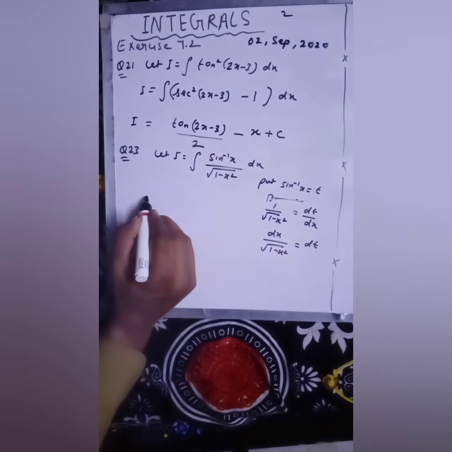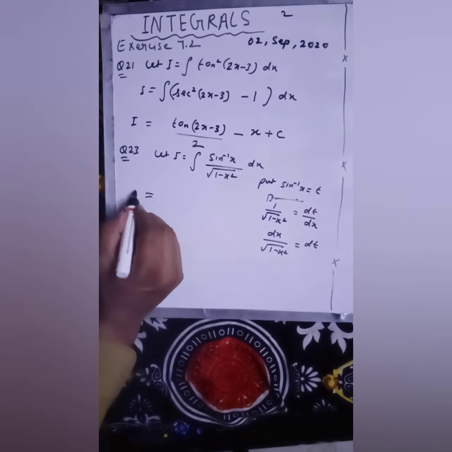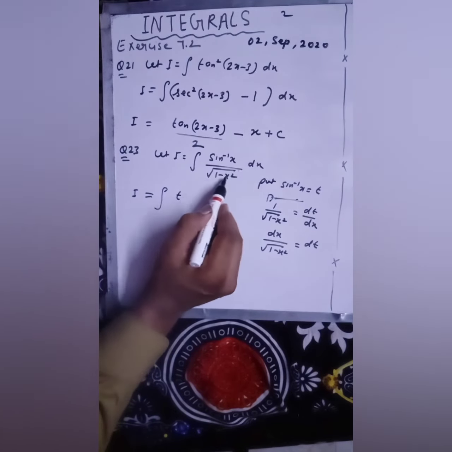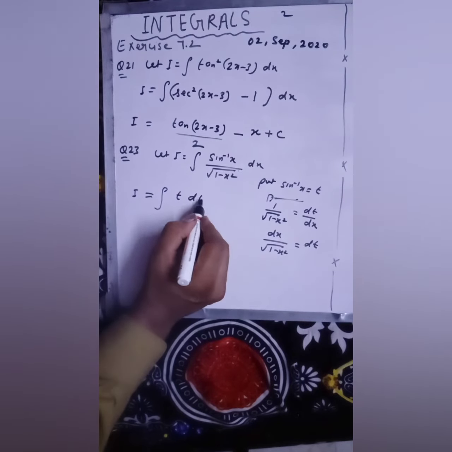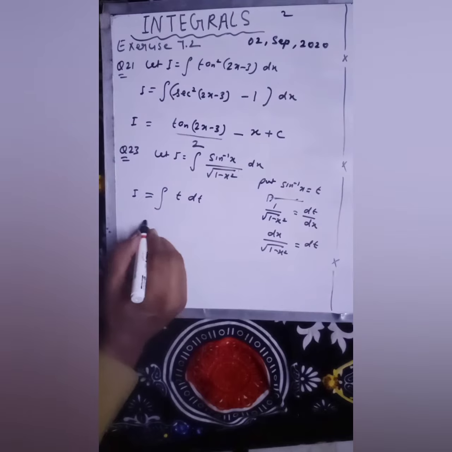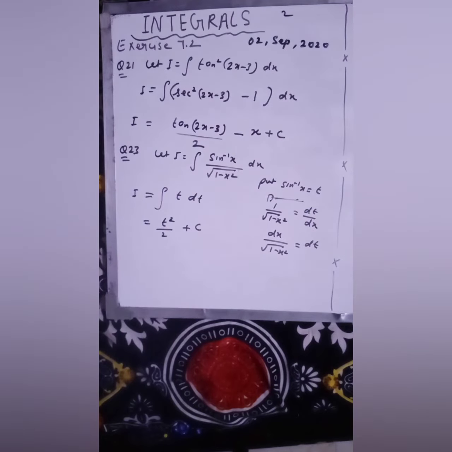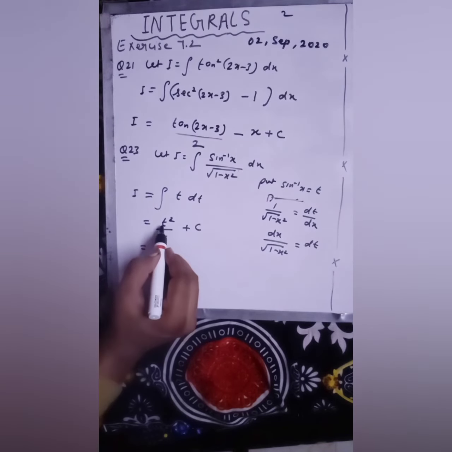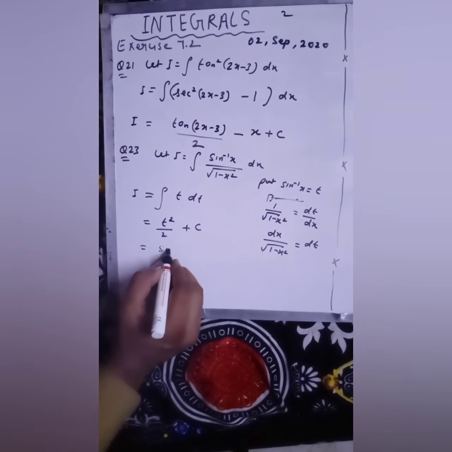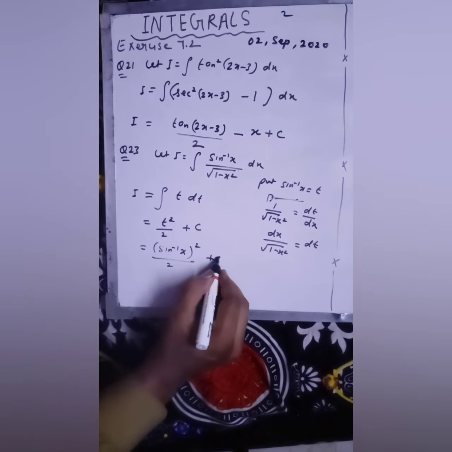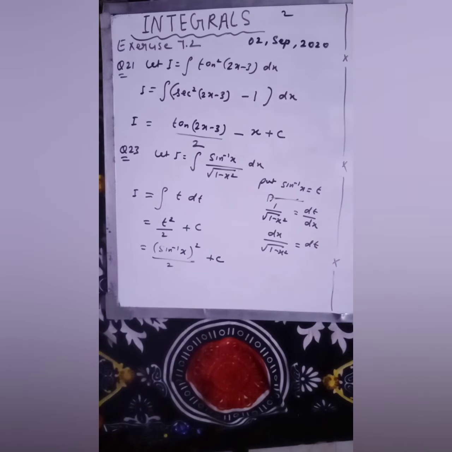Now your I would be this sine inverse x, this is your t, and dx over under root 1 minus x square will be dt. So you have to write like this, and the integration of this would be t square over 2 plus c. Now put the value of t as sine inverse x, and this whole raised to power 2, over 2 plus c. So this is how you can solve question number 23 of this exercise.